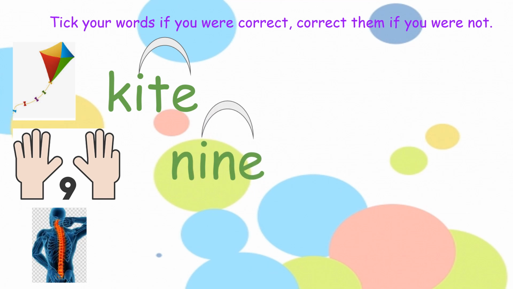And our last word, we have the word spine. How many sounds do we have in the word spine? 4 sounds. So put up your 4 fingers. Let's say our word spine. And let's pinch our sounds. S, P, I, N. Spine. Superstars. Give yourselves a tick if you got those correct.